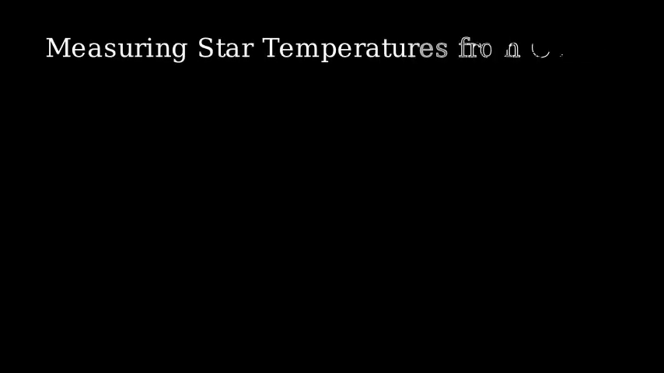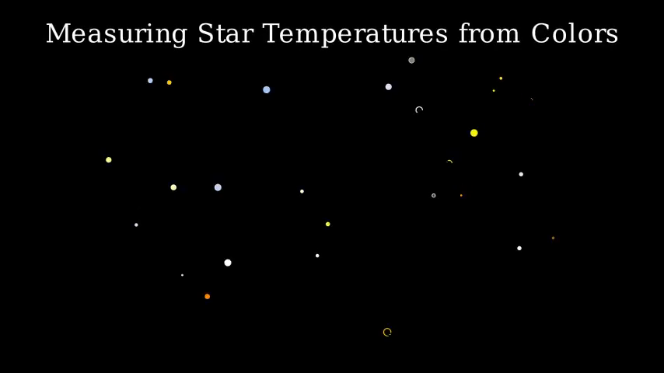Welcome to our lesson on how astronomers measure star temperatures from colors. Have you ever noticed that stars in the night sky have different colors? Some appear bluish, others yellowish like our sun, and some even have a reddish tint. These colors aren't just beautiful to look at, they actually tell us something very important about the stars, their temperature.